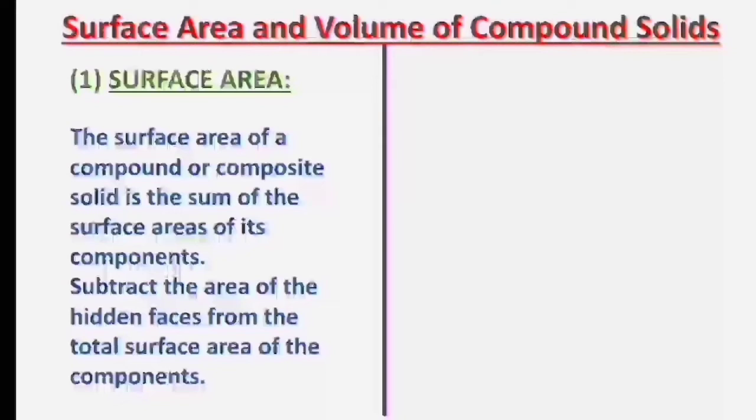Surface area and volume of compound solids. From definition, the surface area of a compound or composite solid is the sum of the surface areas of its components. Subtract the area of the hidden faces from the total surface area of the components.